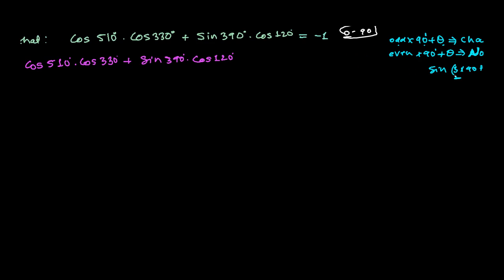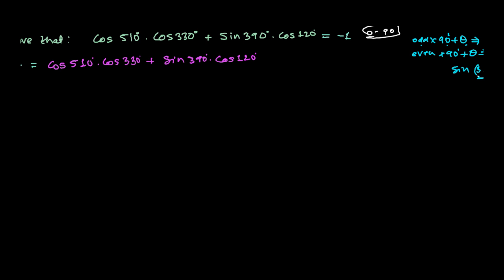So based on that, let's first write all this in the form of 90. Cosine of 510 we need to represent in the form of 90. So first I'm dividing 510 by 90 degree. It's 9 times 5, I will get 45, 0, so I'll get 60. So I can write this cos 510 as cos of 5 times 90 plus 60 degree.